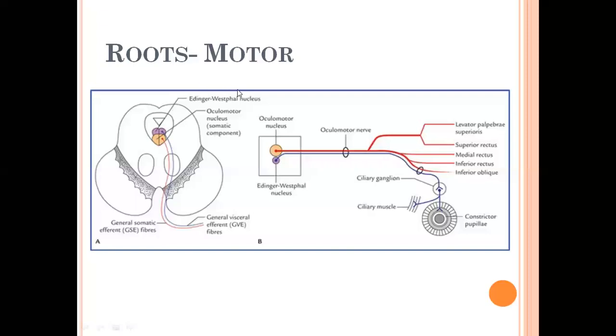The Edinger-Westphal nucleus gives secretomotor supply to the glands in and around the eye, and it also supplies the smooth muscles of the eyeball. That means it gives general visceral efferent fibers. From the Edinger-Westphal nucleus and oculomotor nucleus, two nerve fibers arise and join to form a single trunk.